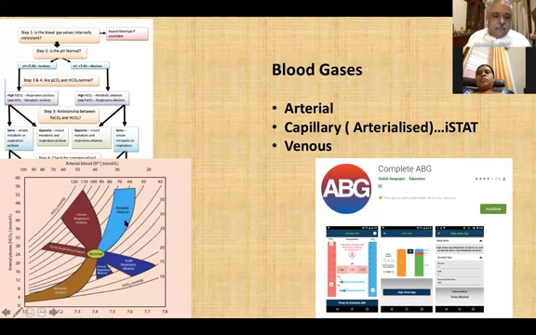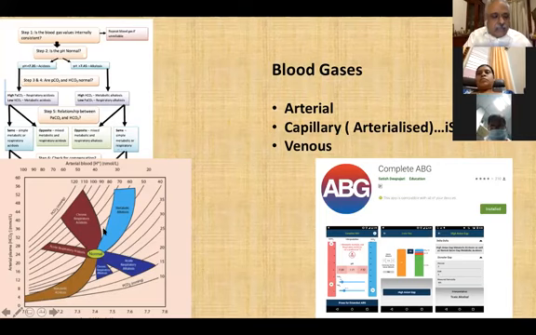It's a wonderful algorithm, a nomogram, called the Siggaard-Andersen nomogram. If you have, for example, a pH of 7.4, which is normal, that's fine. But on the other hand, if the pH drops to 7.3, you can plot the bicarbonate here, the pH here, and you can see the carbon dioxide.